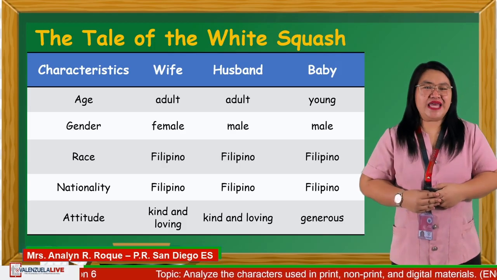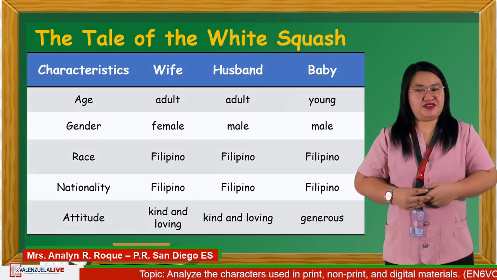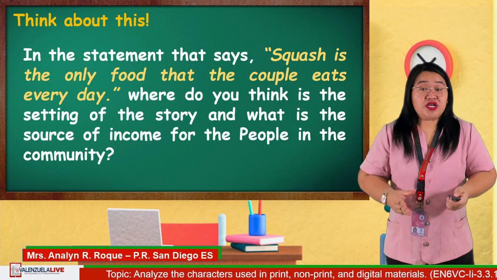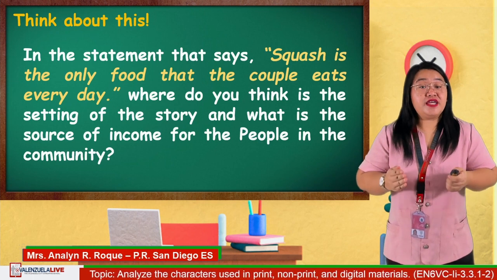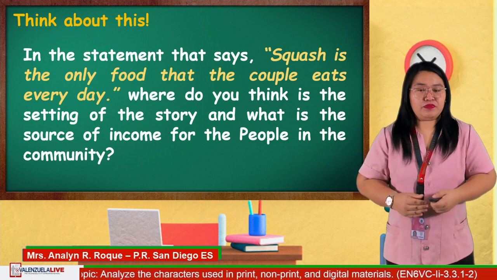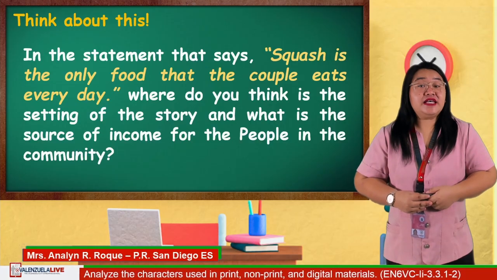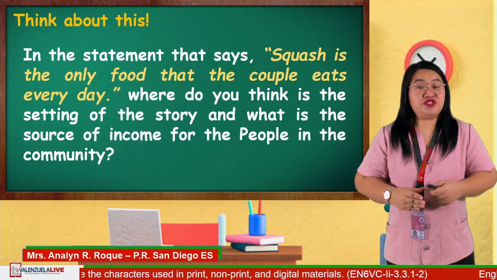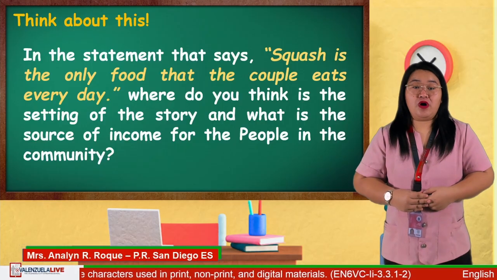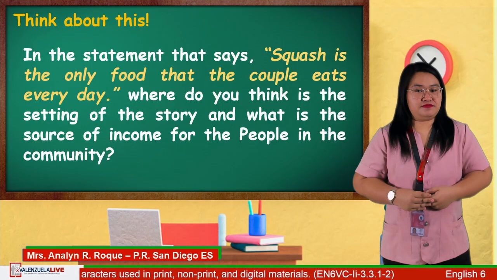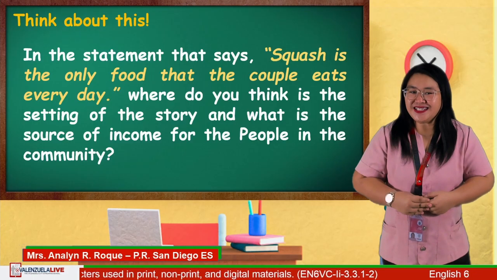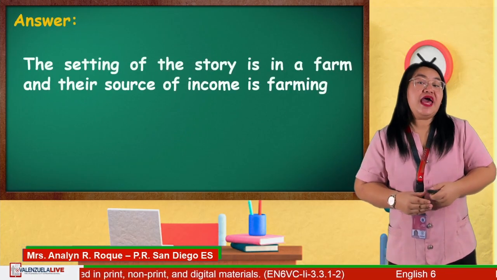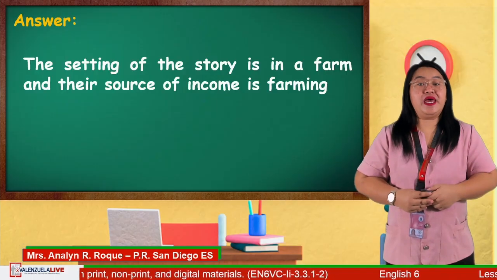Now, let me ask you some questions. In the statement that says, squash is the only food that the couple eats every day, where do you think is the setting of the story? And what is the source of income for the people in that community? Yes, the setting of the story is in a farm, and their source of income is farming.